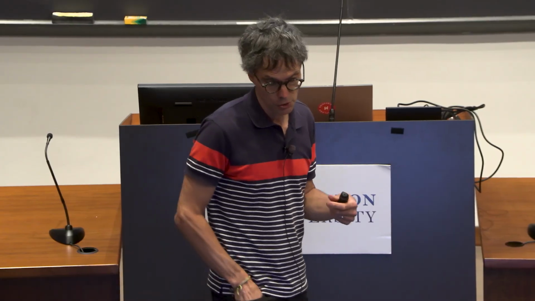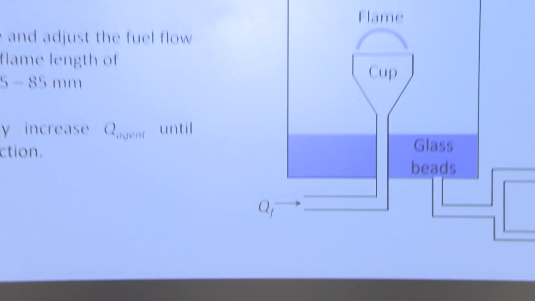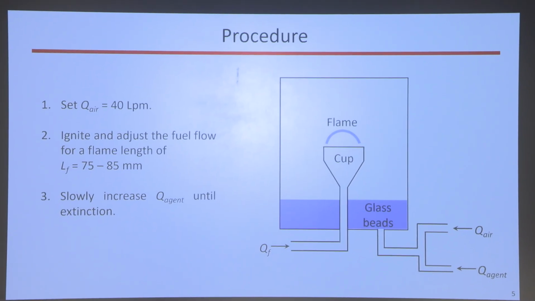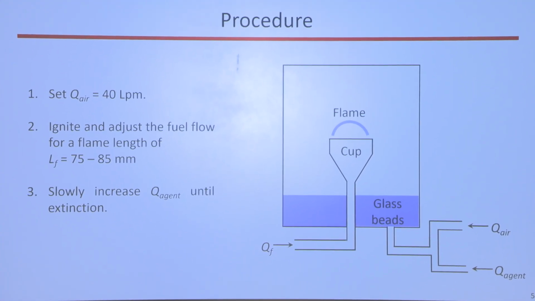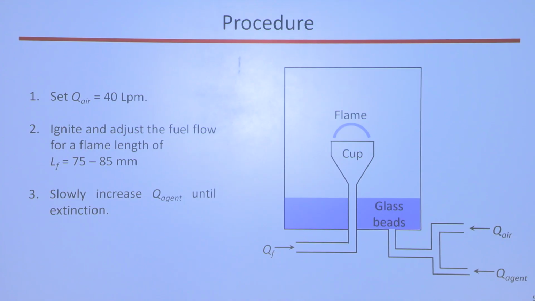So this is the procedure. You set the airflow rate to 40 liters per minute, turn on your fuel and ignite it, and then you adjust the flame length to around 80 millimeters long, and then slowly increase the flow rate of the agent until it extinguishes. And again, you see a lot of interesting phenomena as it approaches this extinguishment, but the key measurement you want to make is at the moment that the flame extinguishes. It extinguishes because the agent is sufficient to extinguish it. Then you want to quickly measure the flow rates of fuel, air, and your suppression agent.